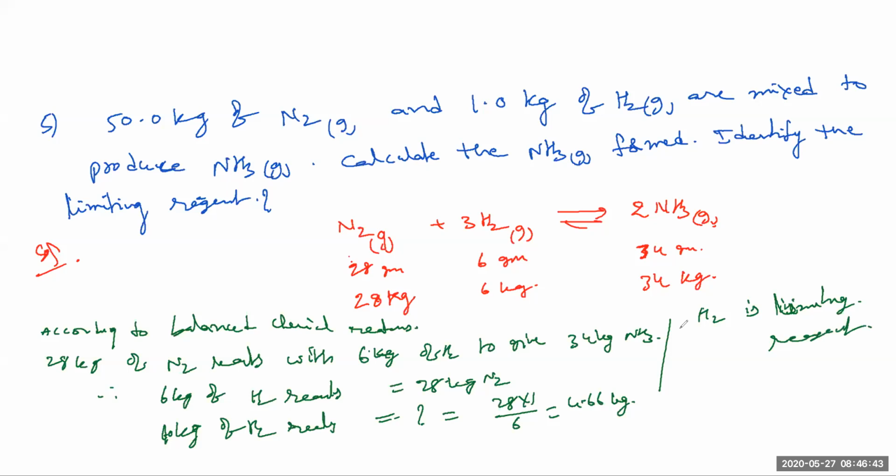So with respect to H2, you have to calculate the product. That means 6 kg of H2 gives 34 kg of NH3. Not 4 point, 1 kg. 1 kg of H2 gives rise to how much? The calculation is 34 into 1 by 6, which is 5.66 kg of ammonia, NH3.